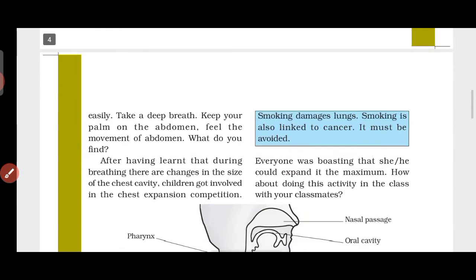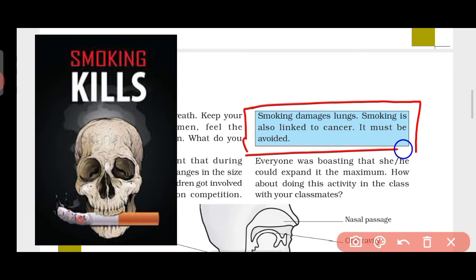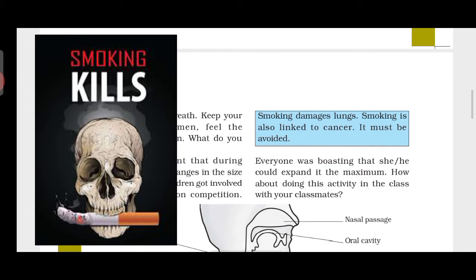Okay, so one thing is given here, smoking damages lungs. You might have seen this kind of suggestions whenever you buy cigarettes or something else, that we should never smoke because it damages our lungs. Smoking is also linked to cancer, and sometimes it may lead us to cancer. It must be avoided.